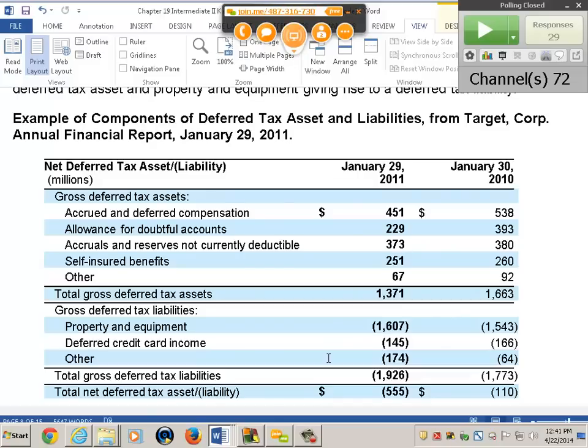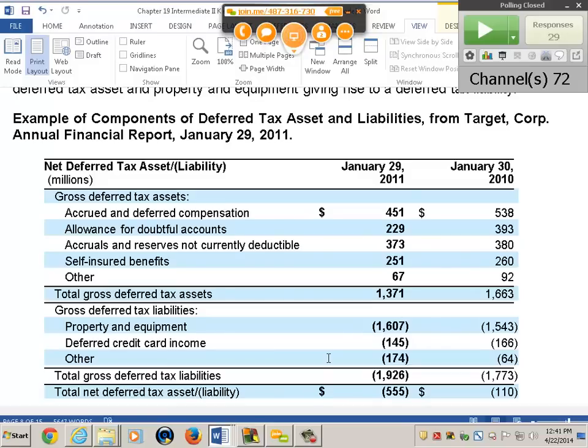Take a look at the tax assets. All of those are expenses. Bad debt expense, self-insurance, accrued deferred compensation. Why is that a tax asset? Well, before you answer the question, it means you're paying more tax today. It means you probably have lower tax deductions.